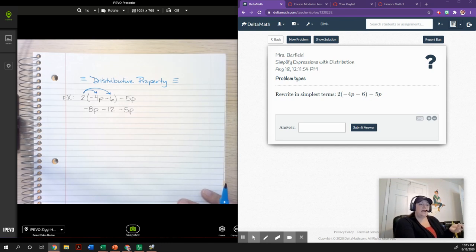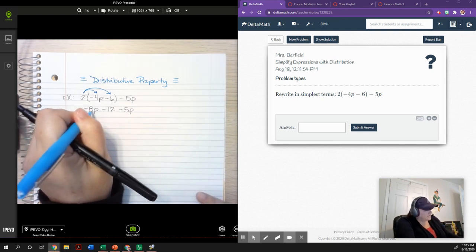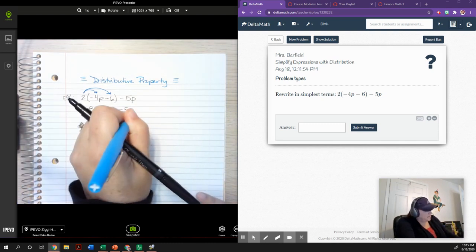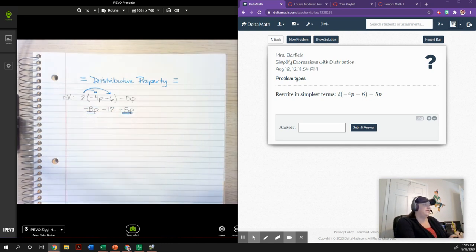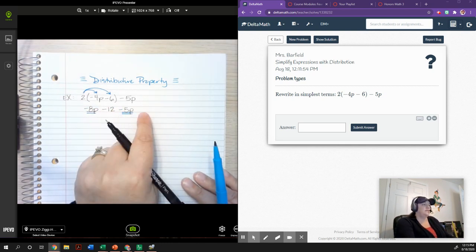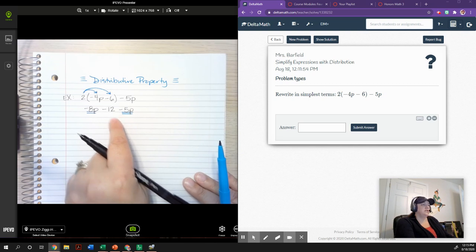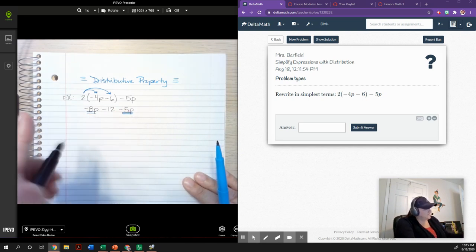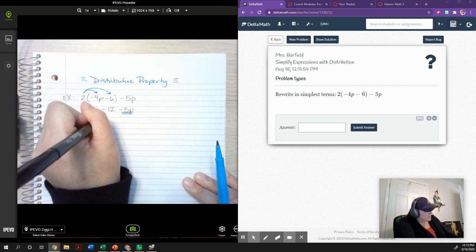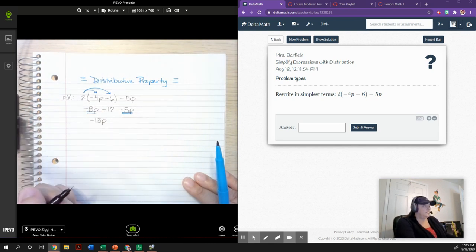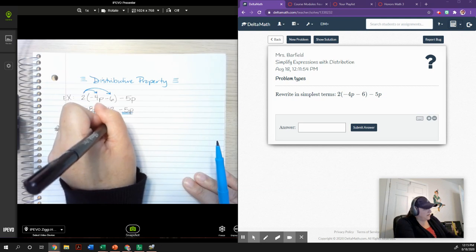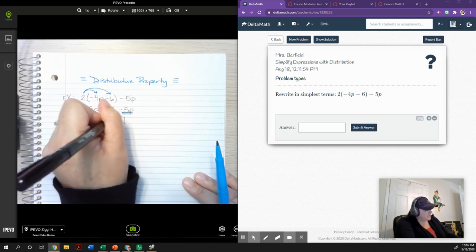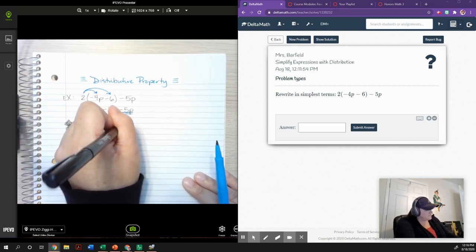What you're going to do now is take what we learned yesterday, our review from yesterday, and combine like terms. So our like terms are the negative 8p along with the negative 5p. And negative 12 doesn't have another term, so it's just going to get recopied in the next step. All right, so negative 8 minus 5, negative 13p, and then I'm just going to recopy negative 12. And there's my final answer.